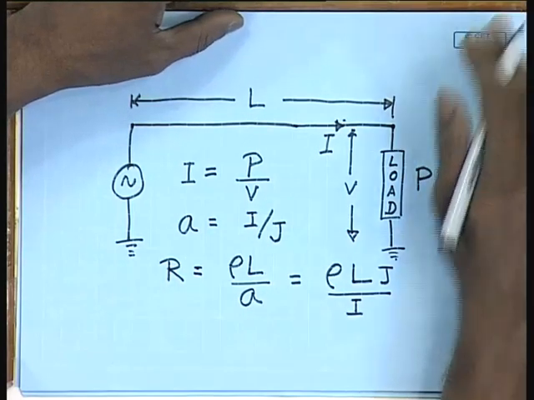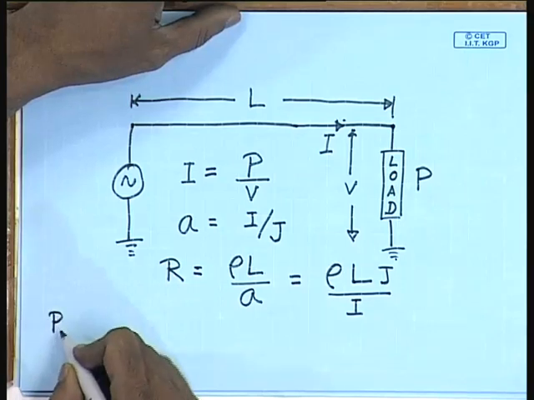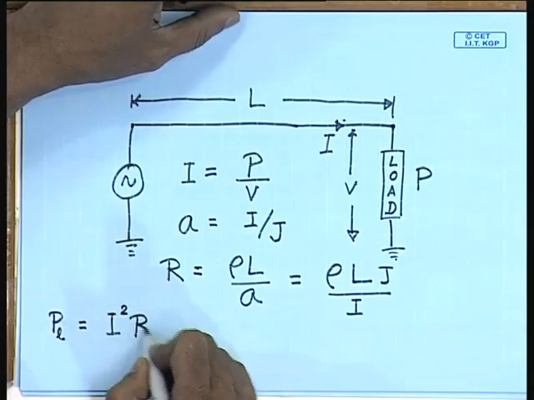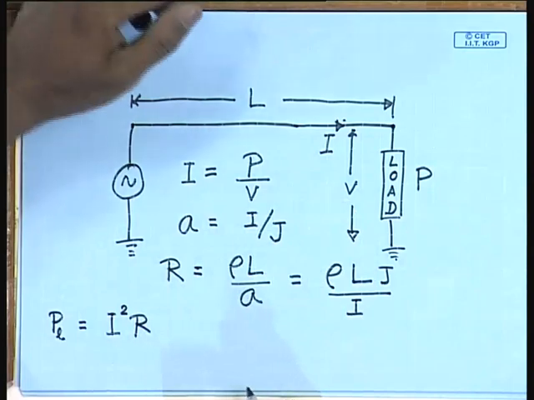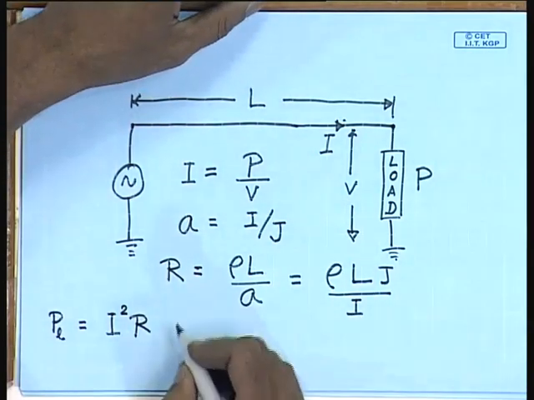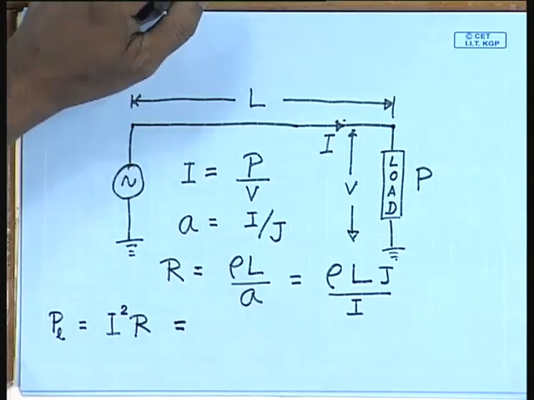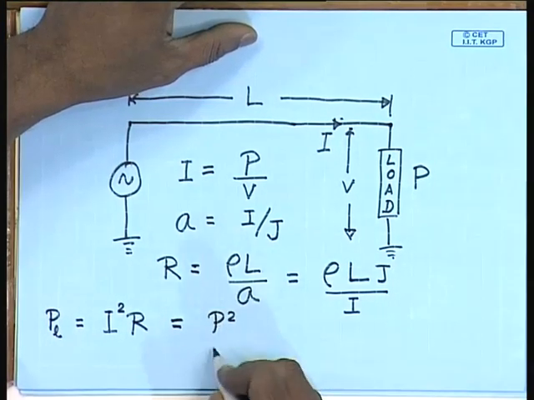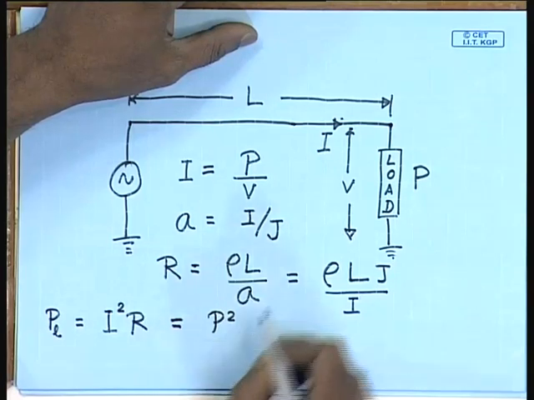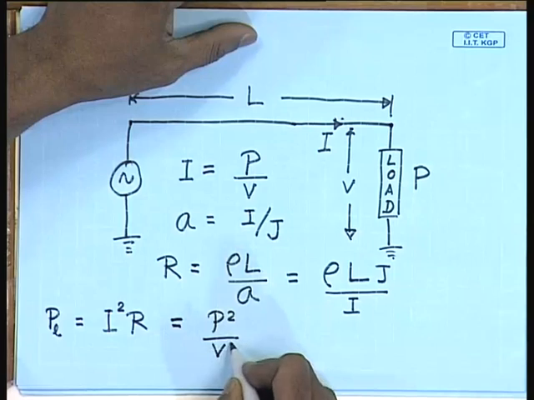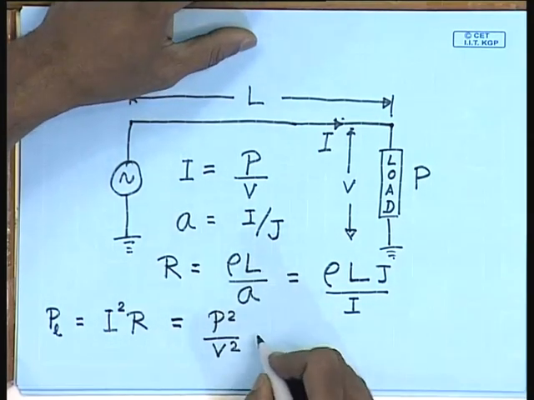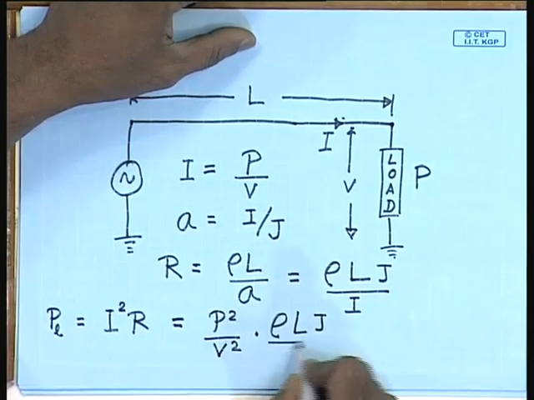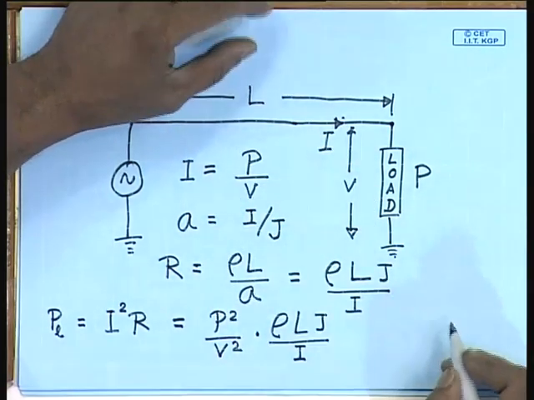So, what is the total power loss in transmission? Power loss P_L is equal to I squared R, but I is given by P by V. Therefore, this is also equal to ... but I again itself is given by P by V.